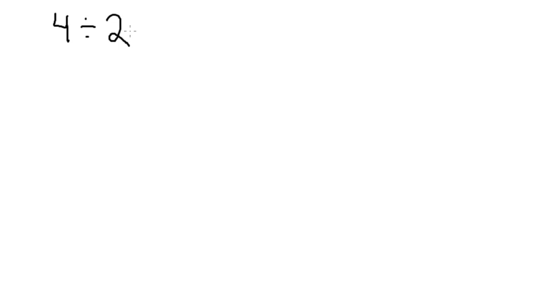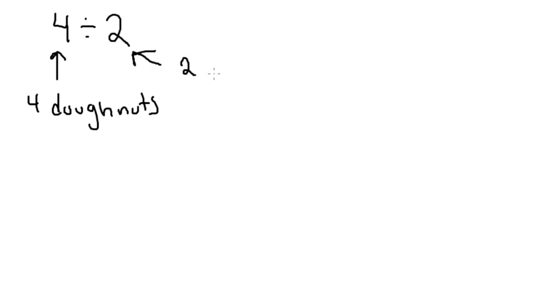So division, you can think of division as the first number is a number of items that you have. For instance, say we have 4 donuts. And the second number would be like the number of people that you are distributing or dividing up those donuts to. So this would be representing 2 people. So if we have 4 donuts and 2 people, how many donuts would each person get?